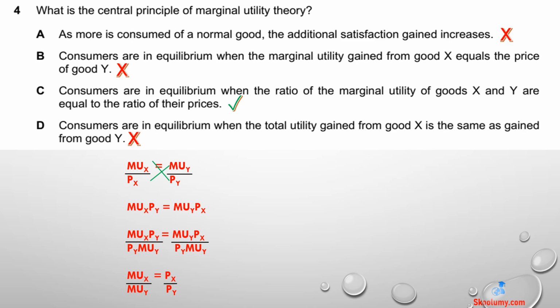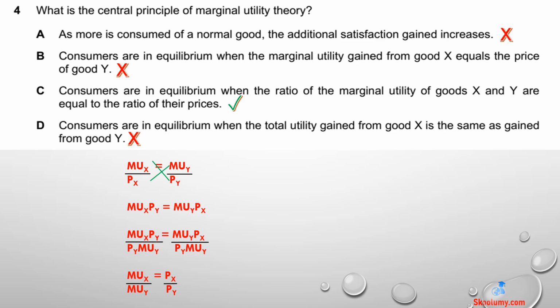The principle states that the consumer is at equilibrium when the marginal utility of good X divided by price of good X is equal to marginal utility of good Y divided by the price of good Y. When the formula is rearranged, the ratio of the marginal utility of goods X and Y is equal to the ratio of their prices. Option A is wrong.